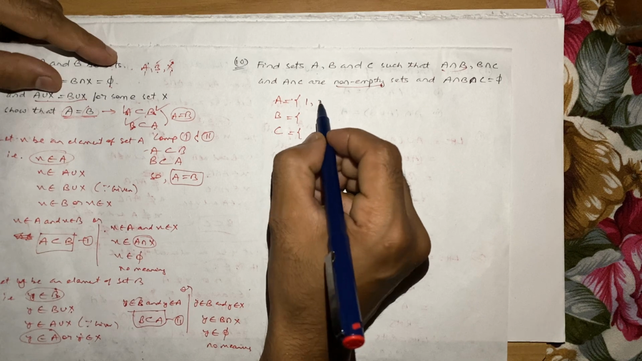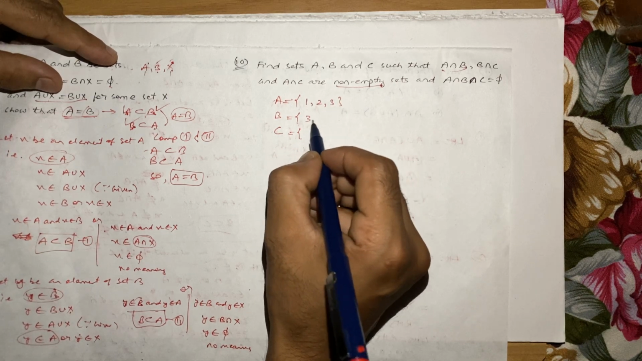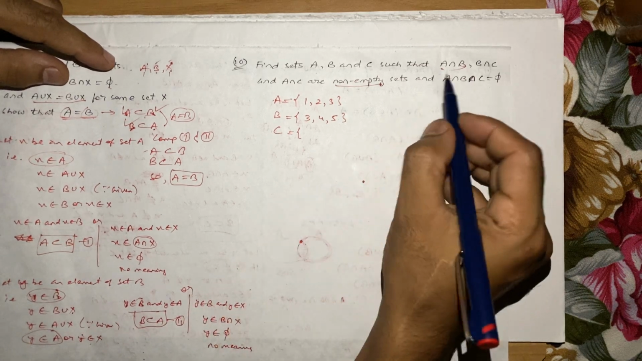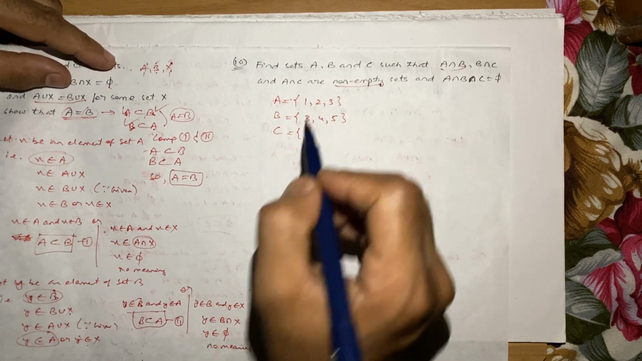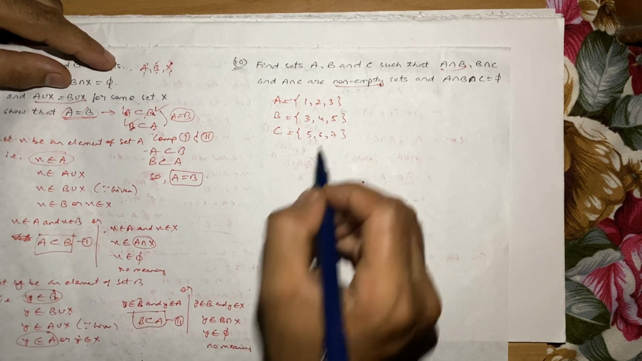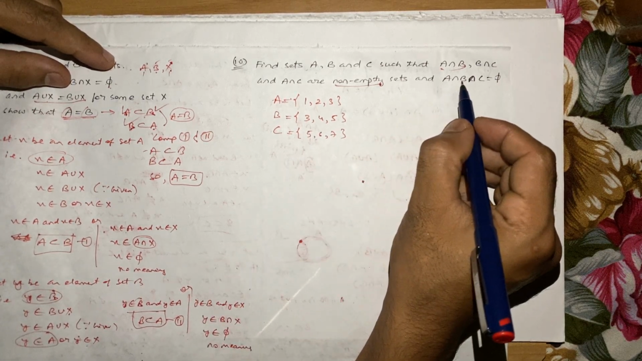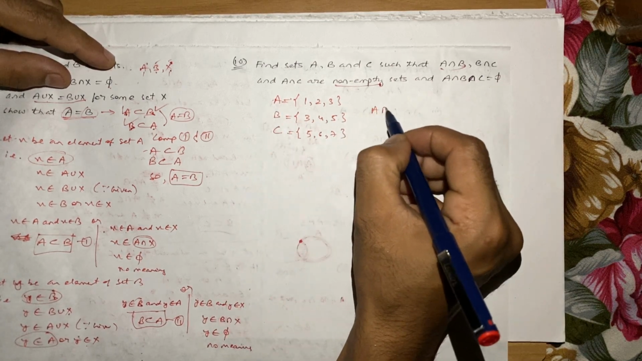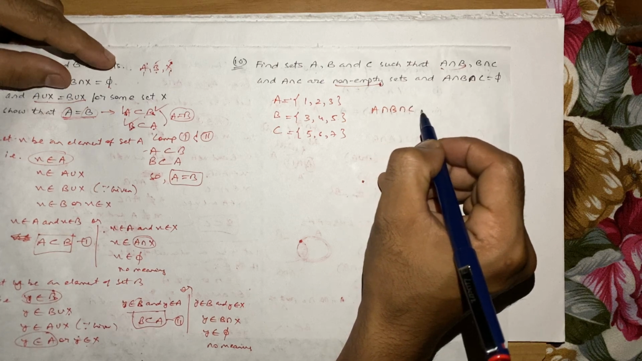So let's say A is 1, 2 and 3 and B is, let's say, 3, 4 and 5. And here it says A intersection C is also a non-empty set. So let's say 5, 6 and 7. And A intersection B intersection C is equal to 5. All 3 of them, A intersection B intersection C should be equal to 5.